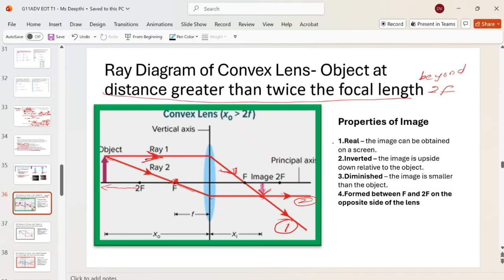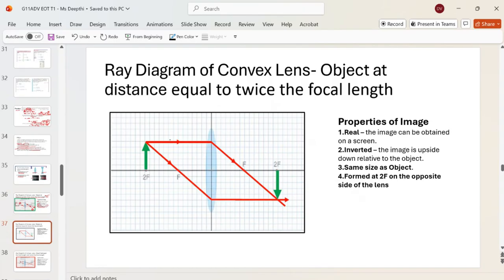Okay, now you get the image on the other side. So that means it's a real image, and a real image is always inverted. The size is small. As you see, it's diminished, or you can write smaller. And you also have to write where it is formed. It is formed between f and 2f on the opposite side of the lens. Okay, so those are the 4 properties. You have to learn and write these properties and also draw the picture. Hope it's clear to you.